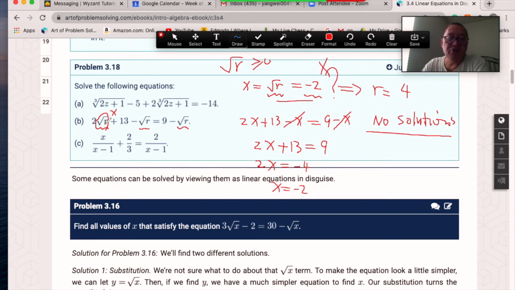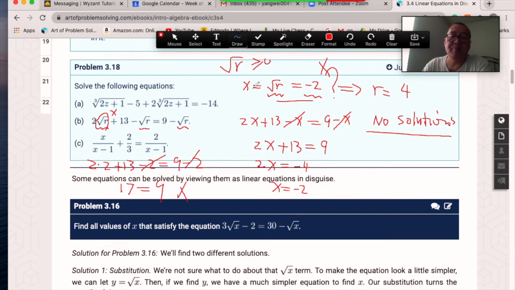Say if r equals 4, then the left side will be 2 times root 4, that's 2. So 2 times 2 plus 13, then minus root 4, that's still 2, equals 9 minus -2. The -2 and -2 cancel out. You see 4 plus 13, that's 17. Is 17 equals 9? No, this one's not possible. So that means r equals 4 is not the solution of this equation.